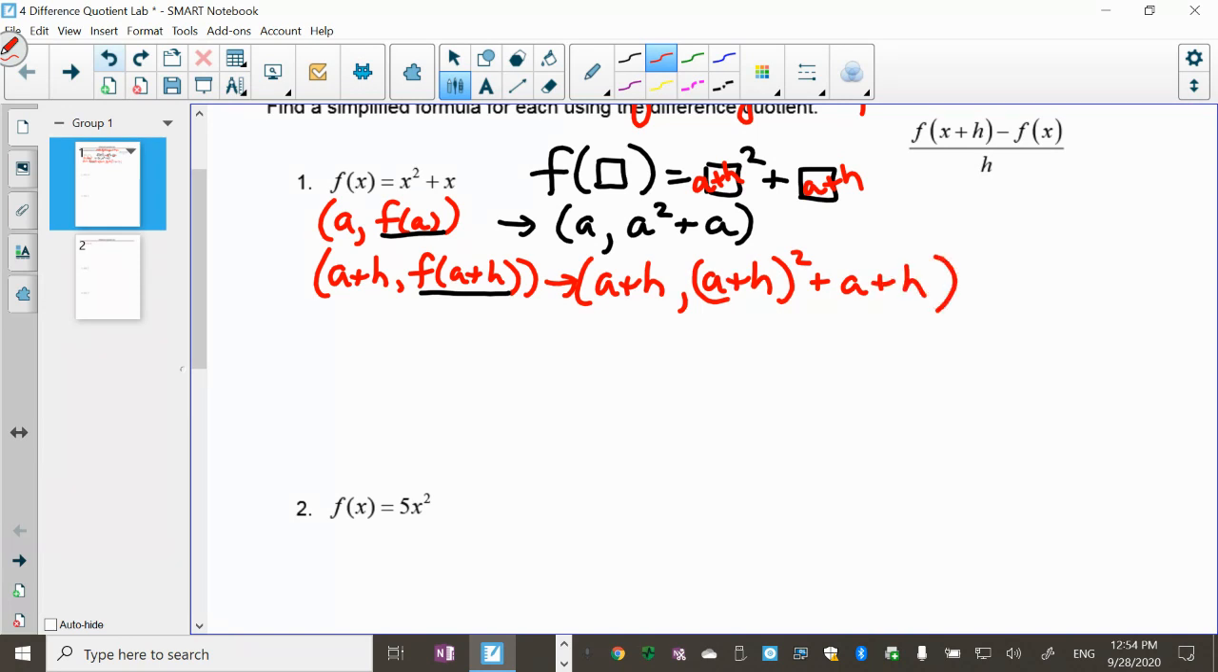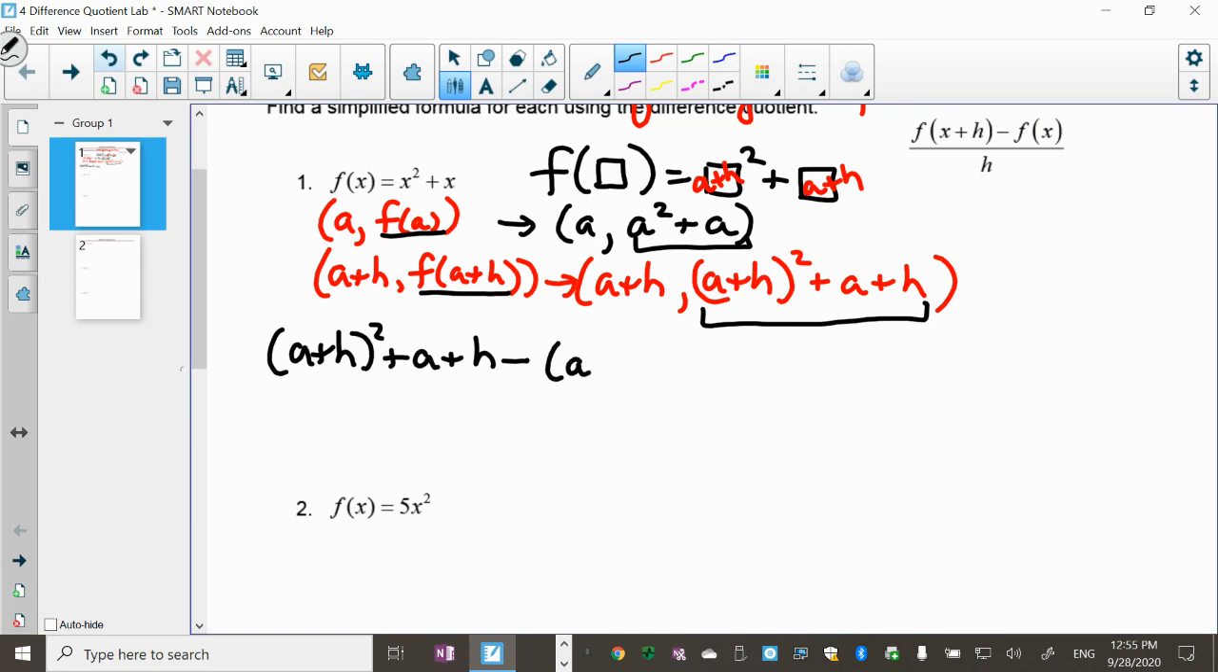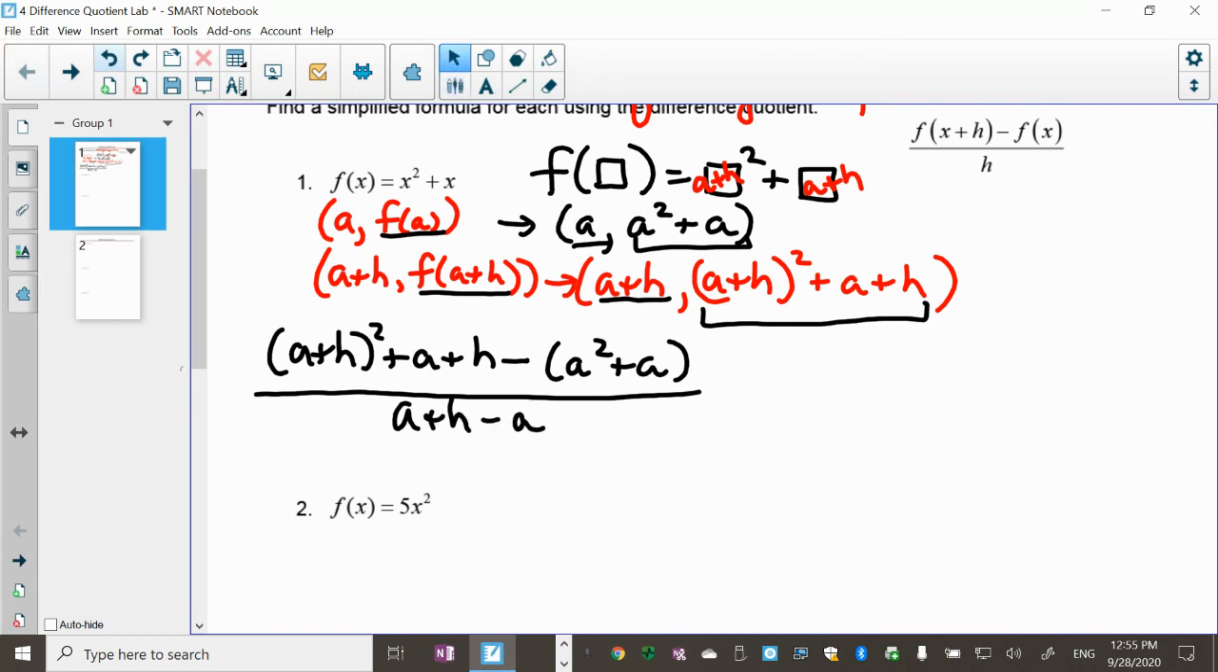Now I'm going to actually do the slope, and if I do the slope, you're going to do delta y over delta x. I would suggest that you do bottom to top for your y's just because it's a lot longer and it makes it look nicer and a lot less negative signs. So I'm going to write a plus h squared plus a plus h, subtract a squared plus a. There's my delta y. All over my delta x, which is a plus h minus a. Now, by doing that, this is so cool. I can say thanks for playing. The denominator is just h.